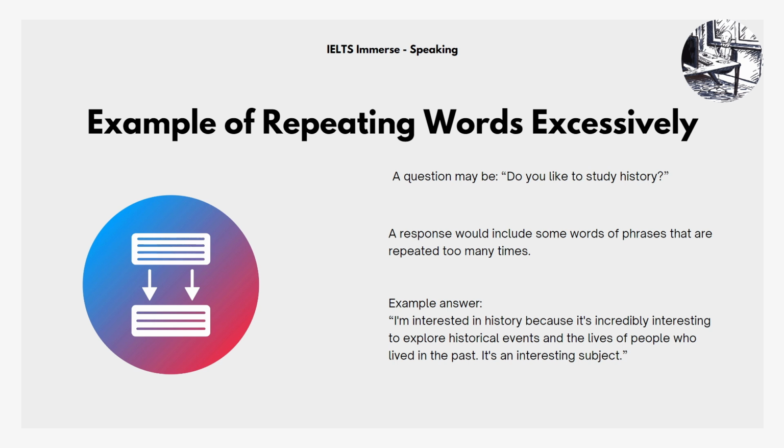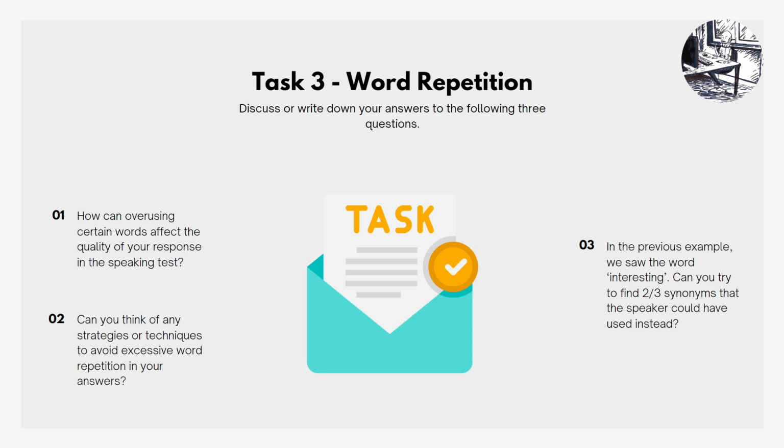In the example answer, I'm interested in history because it's incredibly interesting to explore historical events and the lives of people who lived in the past. It's an interesting subject. Now here we have interesting repeated twice and interested as well. We want to use synonyms for those words to showcase to the examiner that you have a wide range of vocabulary. Here is task number 3, and it's about word repetition.